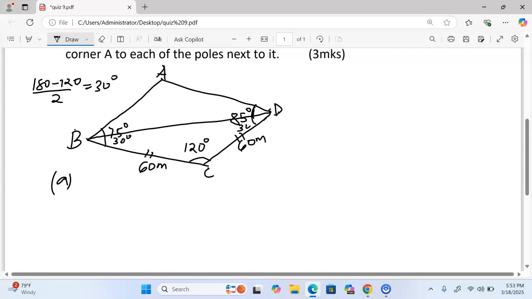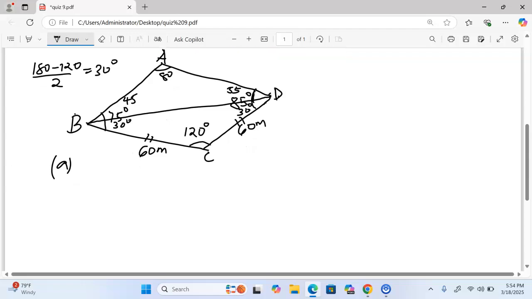This is also 30 degrees. Meaning if this is 30 and the entire angle is 75, we are going to remain with 45. This one is also going to be 55 degrees here. And if this is 55 and this is 45, the angle here is going to be 80, because 45 plus 55 is 100. From 180, we remain with 80 degrees. We are going to use sine rule to solve these triangles.